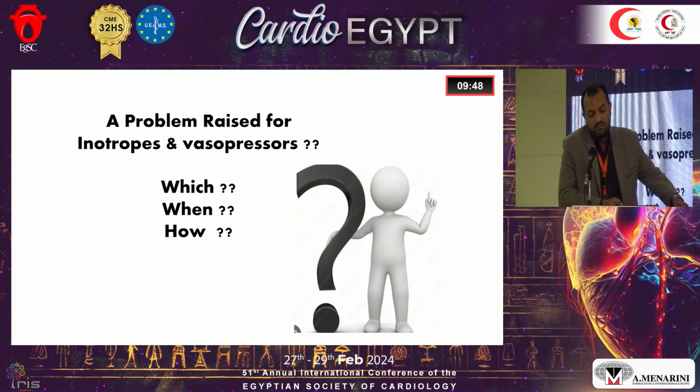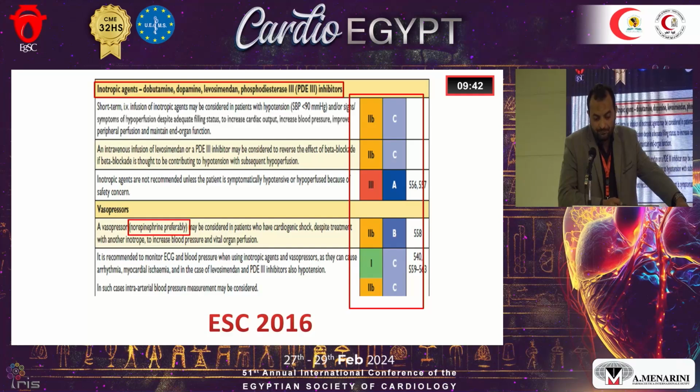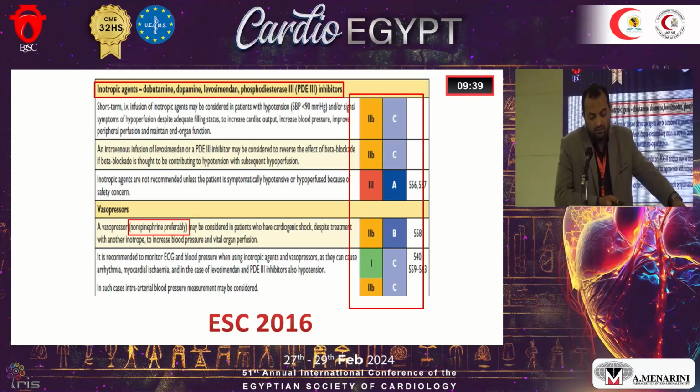Here is a problem list: which inotrope, when to start, how can we escalate the inotropes? It's a big issue. According to the European Society 2016, they have stated that inotropes, dobutamine, dopamine, levosimendan, phosphodiesterase inhibitors, were stated with each other, but norepinephrine as a vasopressor was class 2B, preferably to be used in cardiogenic shock if there is hypoperfusion or decreased blood pressure.